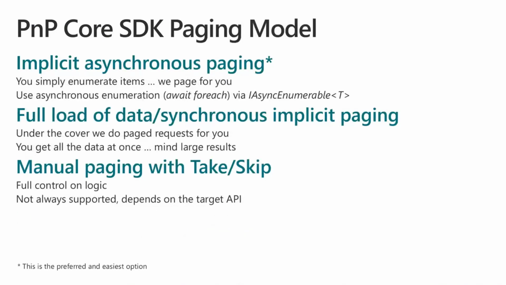Just as a recap, you have the implicit asynchronous paging, which is the best one, in my opinion. We just do paging for you. You asynchronously enumerate items and you get them back. Remember the await for each. If you do not use the await for each, but just a simple for each, you will still get back all of the items with paging, so not stressing the network, but you will have to wait for all of the items to become available before being able to use them. And of course, you also have the manual paging if you like to do that with take and skip, and you want to have full control of the paging technique.